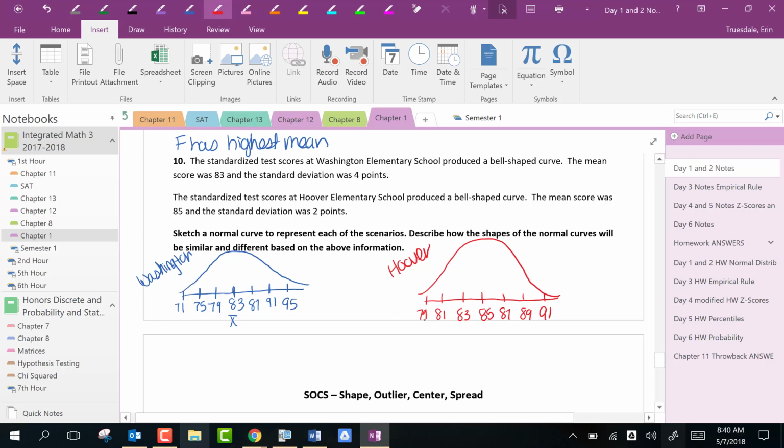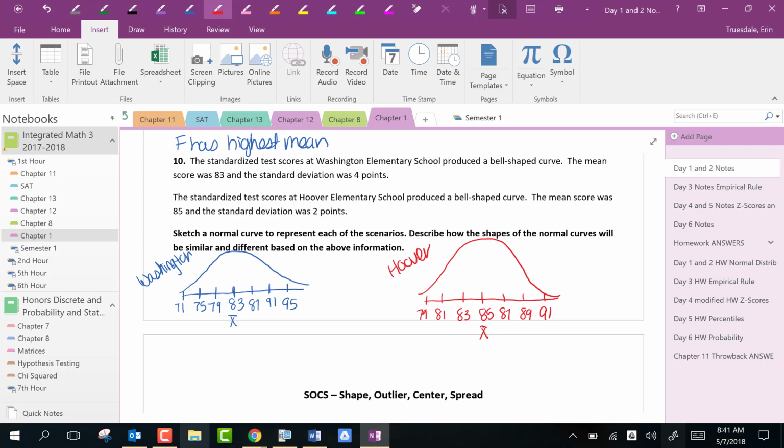Okay, so we could talk about these. Which school had the higher mean or the higher average score? Hoover, right? Because the mean here is 85 and the mean there was 83. Which school would have more students testing closer to the mean? Why is it Hoover? Because, good, the standard deviation is smaller here than it is here. So that means more students are testing close to that average at this school compared to that school. Questions on that?